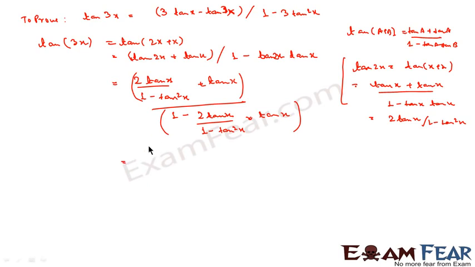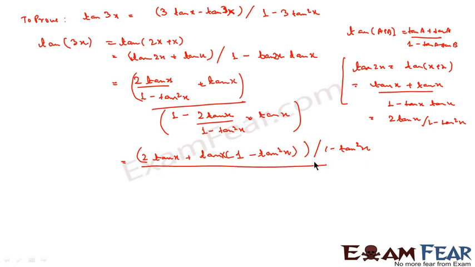So let's solve this. So this becomes 2 tan x plus tan x into tan x into 1 minus tan square x, the whole thing divided by 1 minus tan square x, this divided by again 1 minus tan square x minus 2 tan square x, and this whole thing divided by 1 minus tan square x. So this and this will get cancelled.